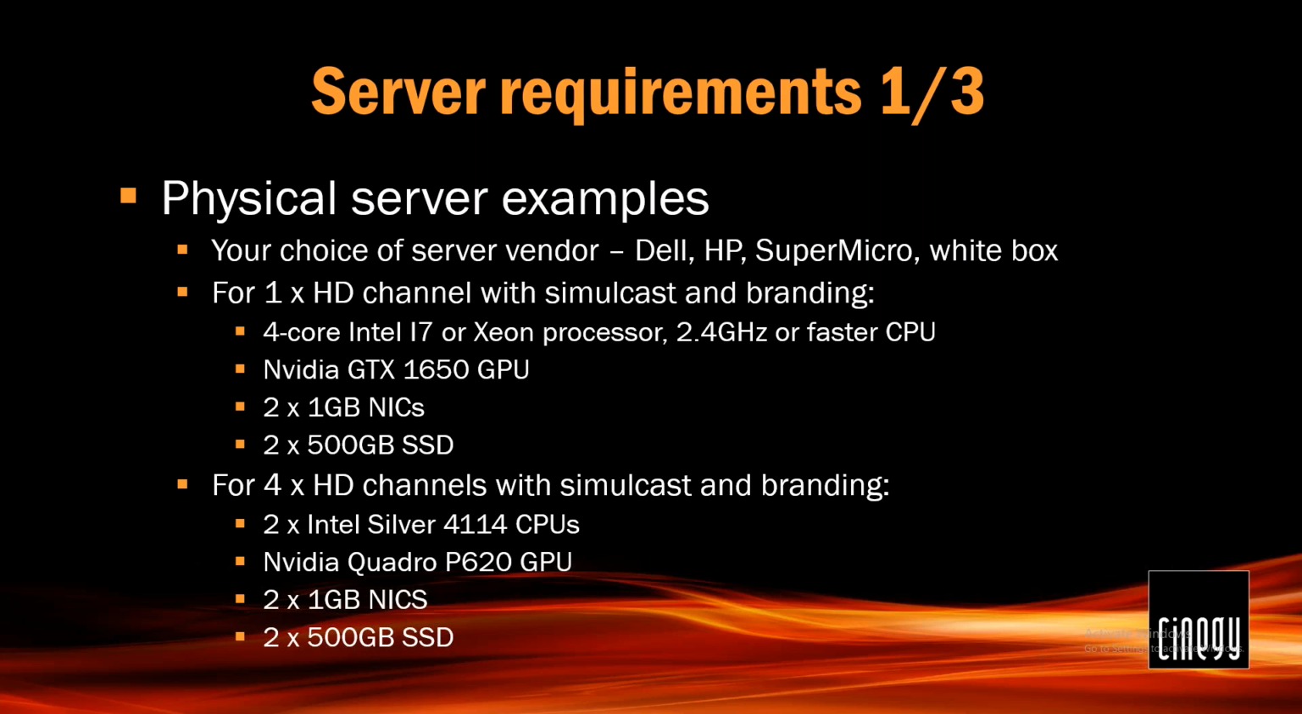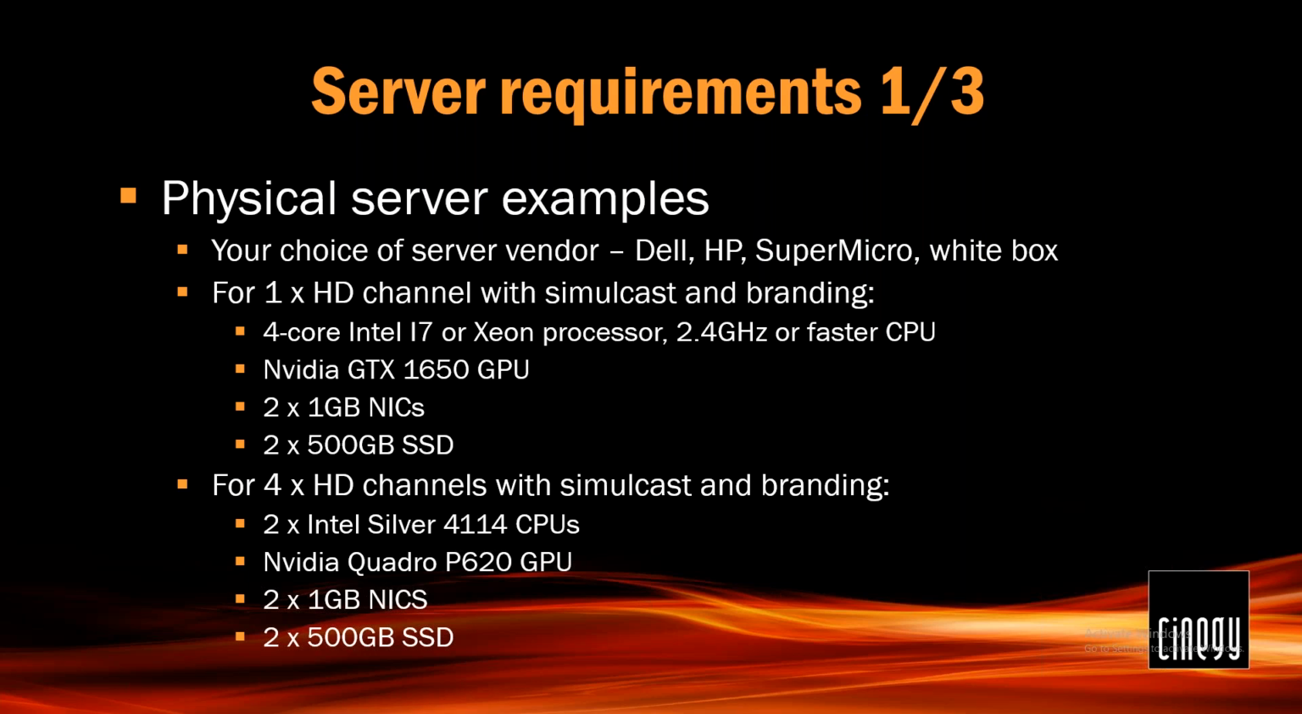If you want to go to 4, I have seen work very successfully 2 Intel Silver 4114 CPUs. The P620 from NVIDIA will handle all of the offloading very nicely. So it will play you out your 4 channels nice and clean. Again, 2 times 1 gig NICs, 2 times 500 gig SSDs. I forgot to put the memory in there. Call it 32 for the first one, 96 for the second one, because the Silvers take their memory in 3s and not 2s.